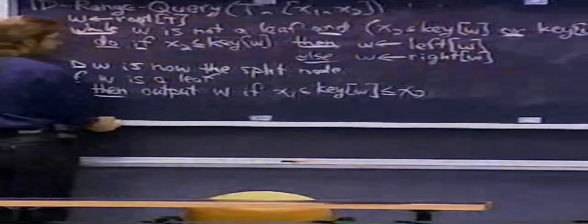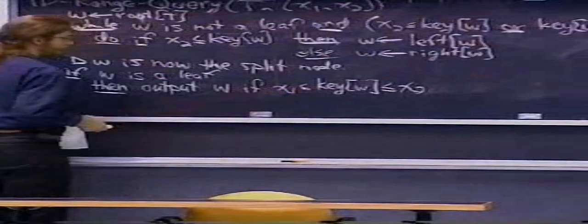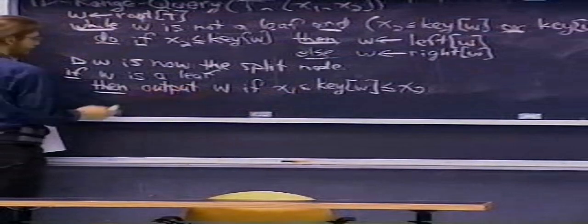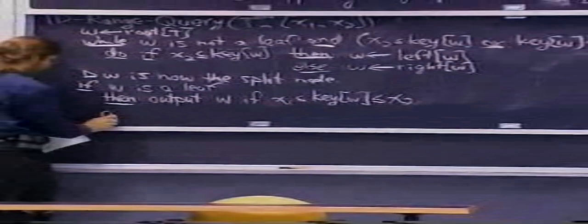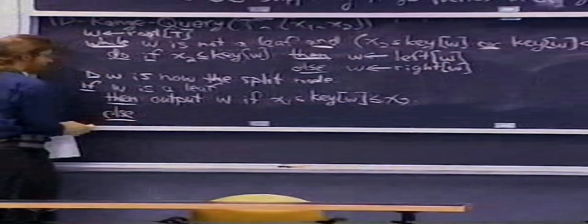Okay, so we just check whether that one node falls in the particular range we care about. If it does, we output it. Otherwise, we're done. Okay, it's the otherwise case that I care about.